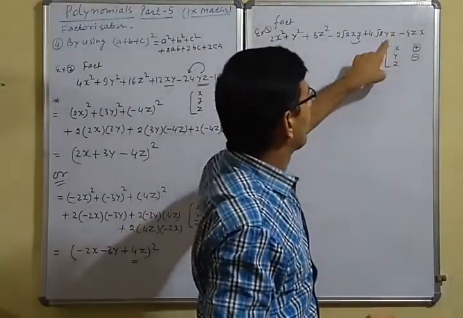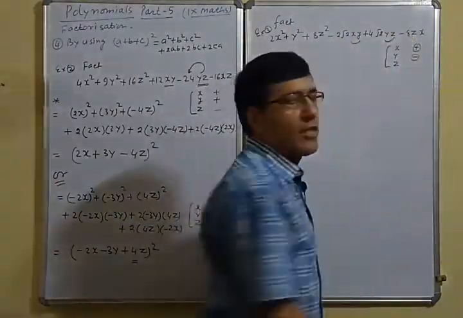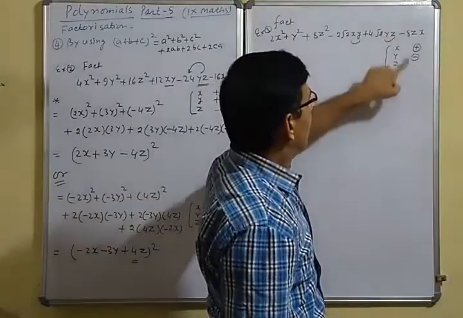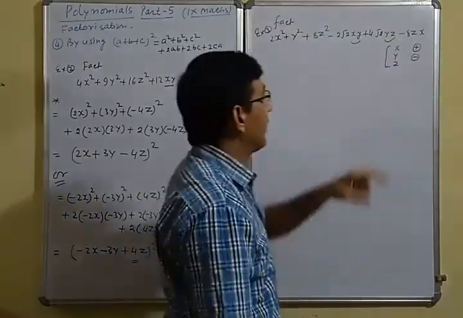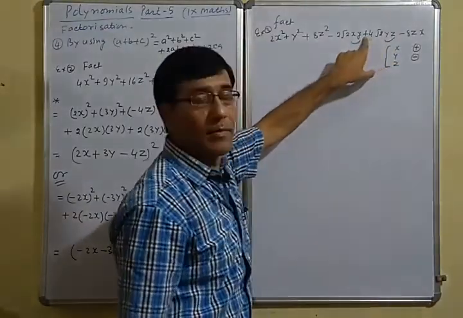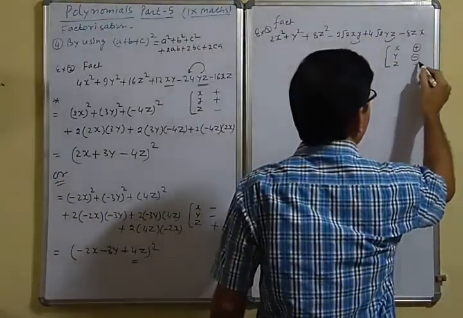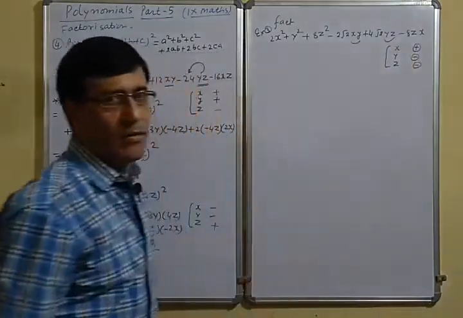Now proceed to the next term, yz. Two factors we have to check. In yz, y is minus. So that means we have to consider z as negative. Then only the product of these two factors becomes plus. So here again z will be negative. Now we have to factorize.